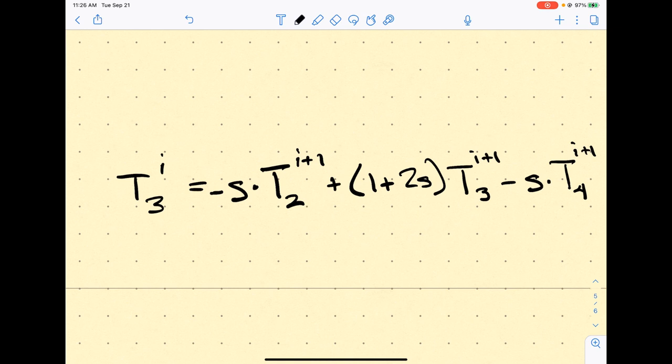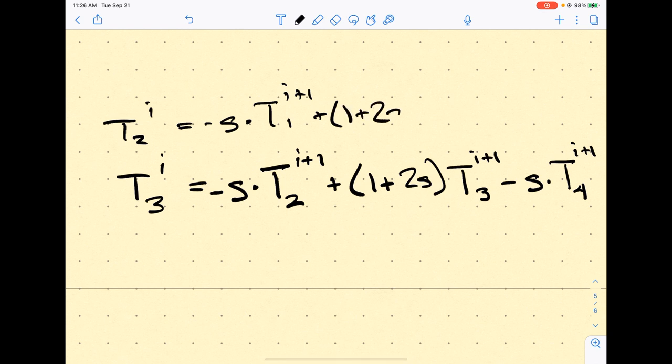All right, so now we're back to where we were, but we recognize that it's not so much that these are unknown independently. These are just the unknown temperatures at different locations. So if I fill out T2 at time I, similarly this would be minus S times T1 at time I plus 1, plus 1 plus 2S times T2 at time I plus 1, minus S times T3 at time I plus 1.